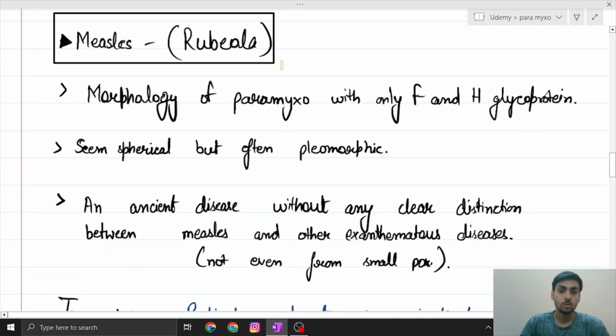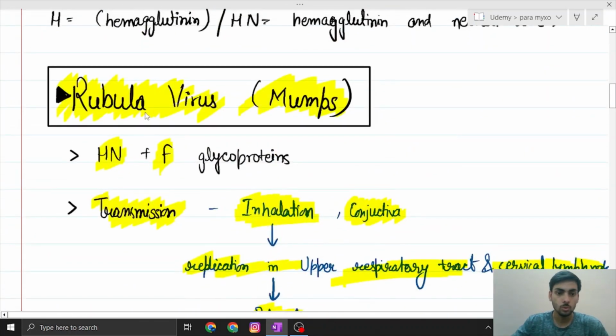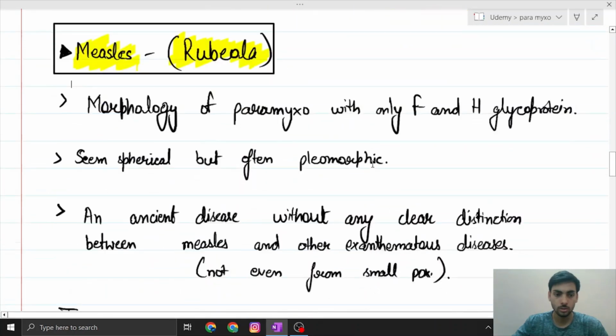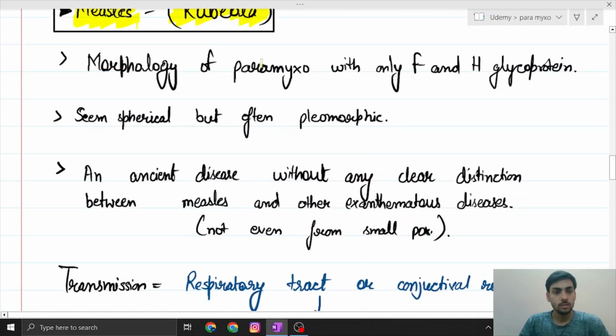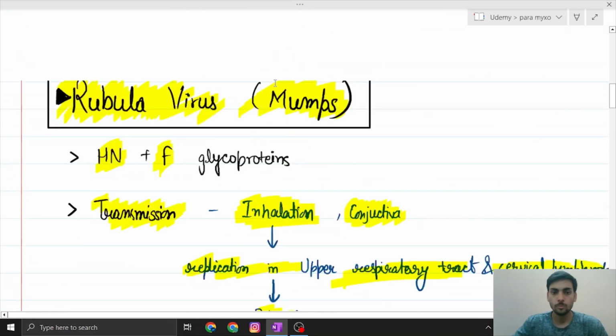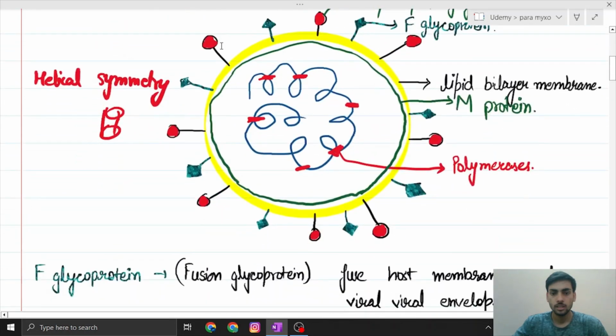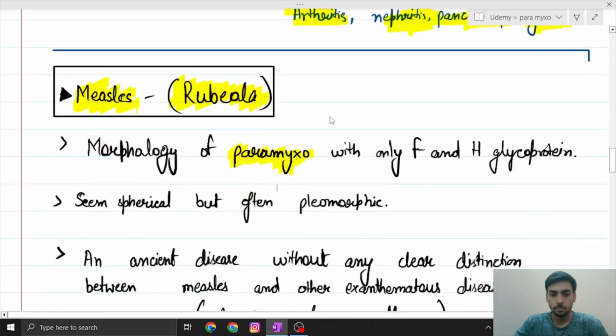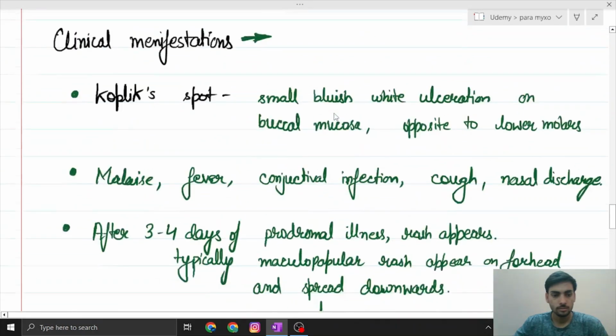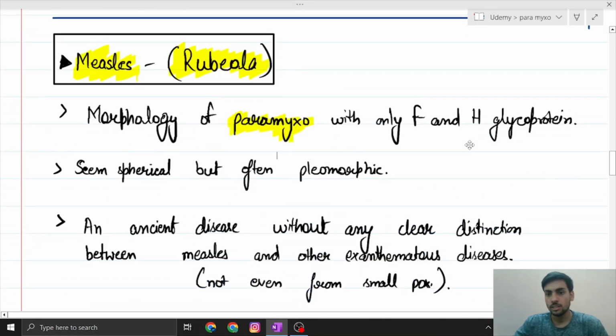Now we will go to the rubeola virus. This rubeola is measles, and rubula is mumps. Remember this, don't forget, it's very important. It has the same morphology as I have discussed here. But this time it will contain F and H glycoproteins, meaning it has hemagglutinin, no neuraminidase, no G protein, but fusion protein and hemagglutinin protein only.